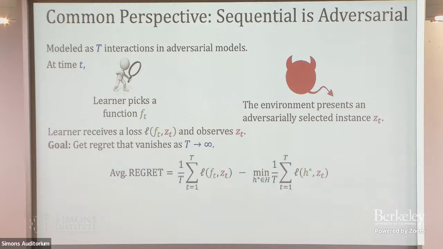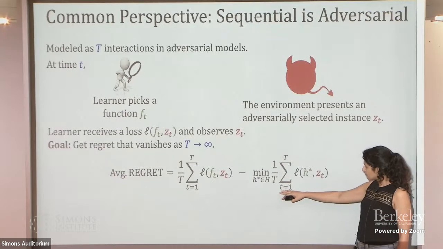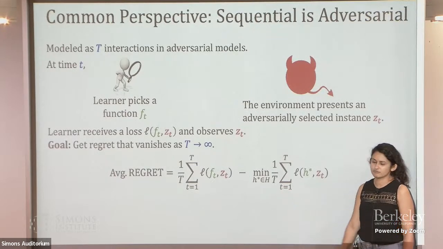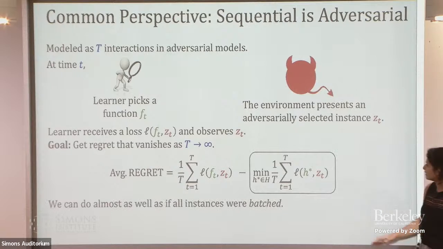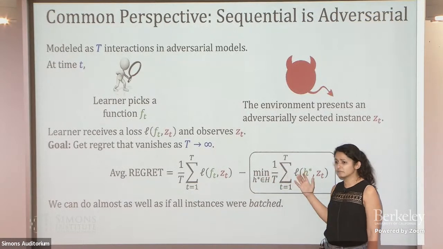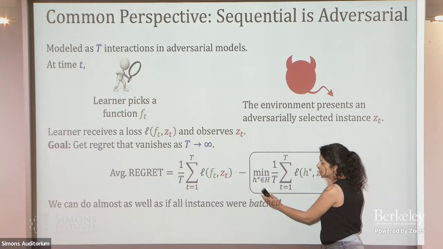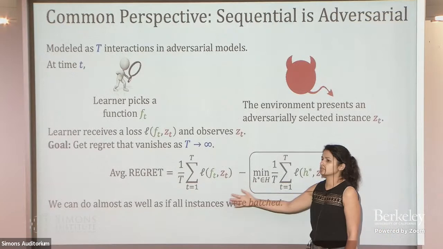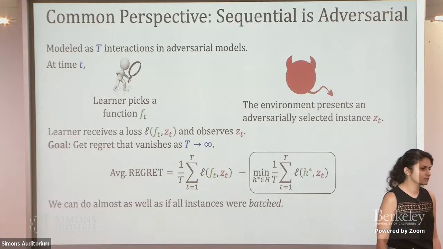The average regret being vanishing means that the gap between what my algorithm achieved over T time steps on average is not much worse than what the best possible function in hindsight could have achieved. And this is kind of saying that my benchmark is still the batch benchmark. If the data had appeared, I could have still applied all that black box we saw on the first slide, but the data didn't appear this way, and I still want to be able to pretend as if I'm doing as well as I could have done if it was batch data.